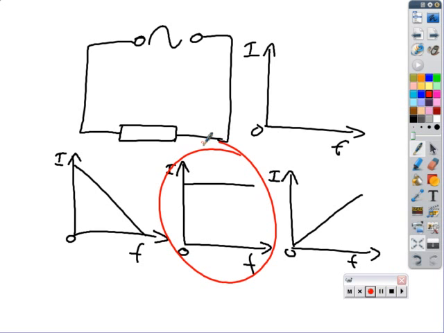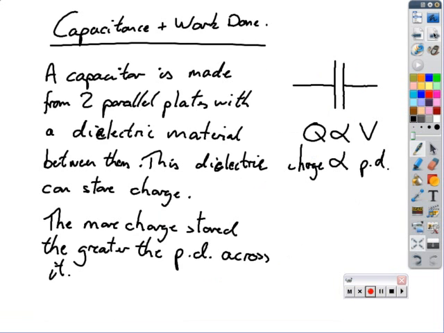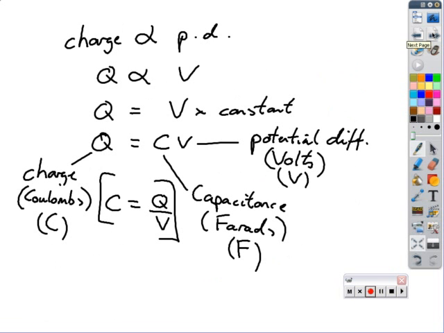Okay? So let's take our jotters and write a wee summary of what we've just done. A capacitor is made from two parallel plates with a dielectric material between them. This dielectric can store charge. The more charge stored, the greater the potential difference across it. Here's your circuit diagram, a circuit symbol and the little formula. Q is directly proportional to V, charge directly proportional to potential difference, and put into a formula, Q equals C times V, where Q is charge, C is capacitance, V is potential difference. This formula is the one you get in your data book.